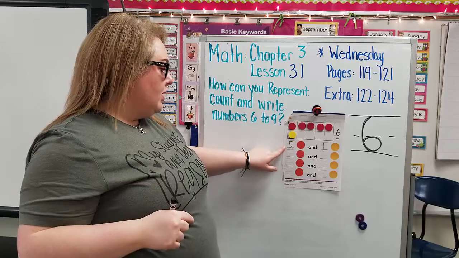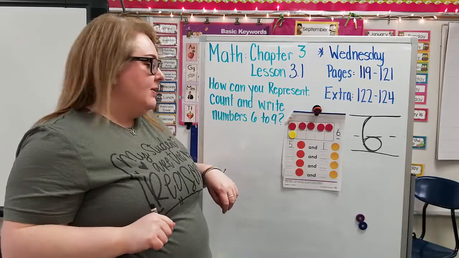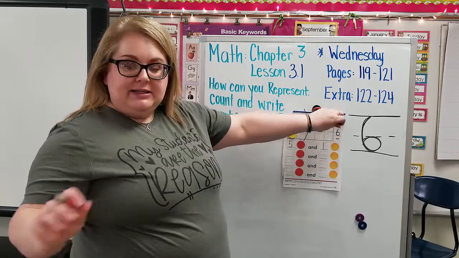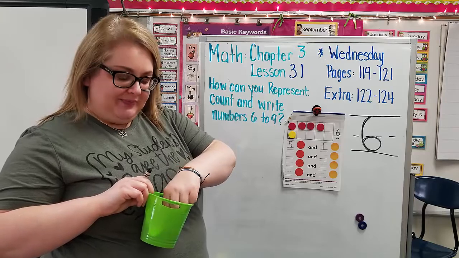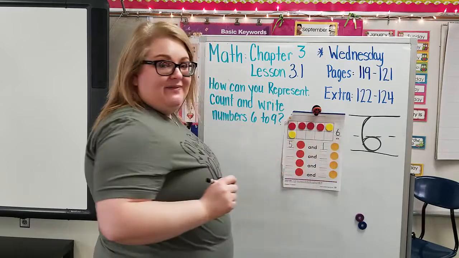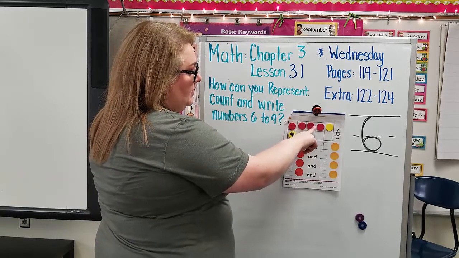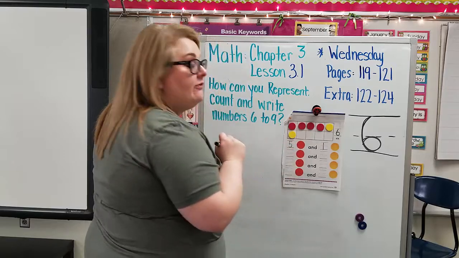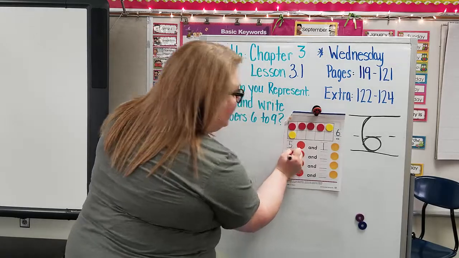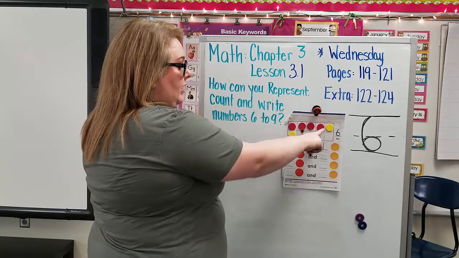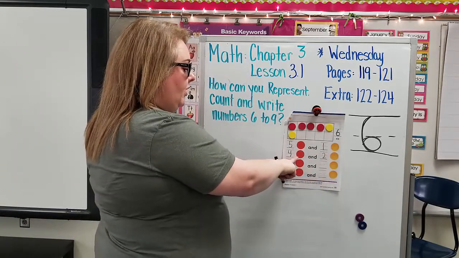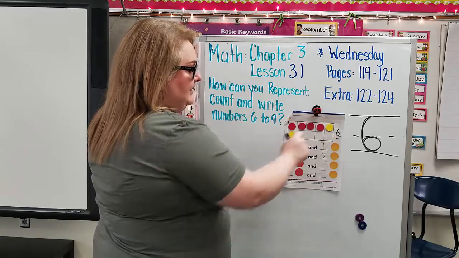Okay, so we're going to look for 4 different ways to make the number 6, okay? So we had 5 red and 1 yellow to make 6. I'm going to take a red off and add another yellow. Miss Beery can get it out of the container. So let's see how many red we have now. Let's count. 1, 2, 3, 4 reds. And how many yellows do we have? Let's count. 1, 2 yellows. So we have 4 red and 2 yellows to make 6.